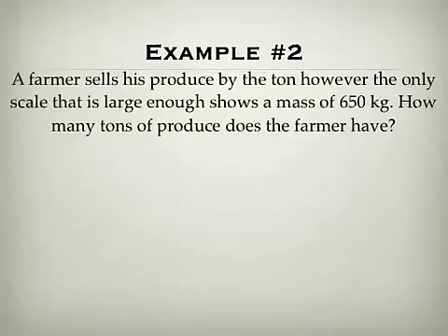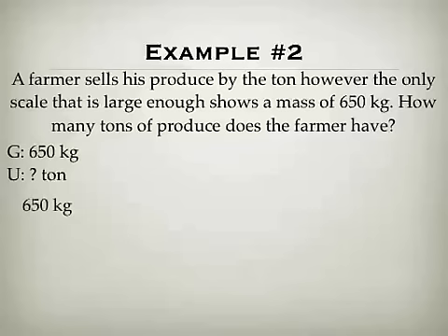Example number 2 is a little bit more difficult. Now we're going to look at a mass and weight conversion. This question is asking us about a farmer who sells his produce by the ton. However, his scale shows him that he has 650 kilograms. How many tons of produce does the farmer have? So again, we know what we have. We have 650 kilograms worth of produce, and we're trying to figure out how many tons that is.